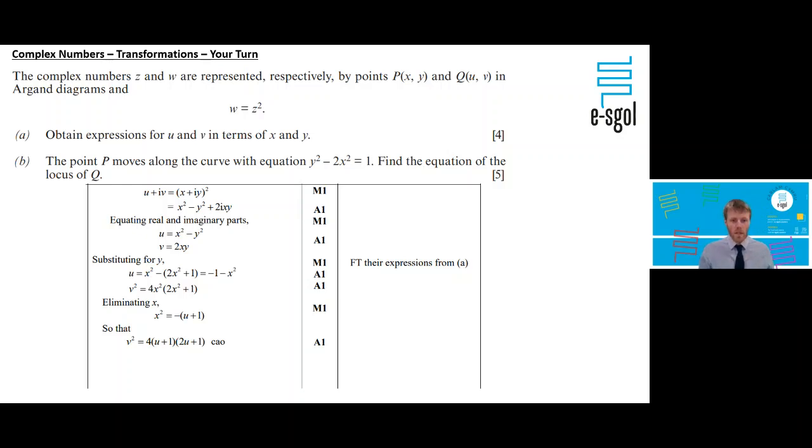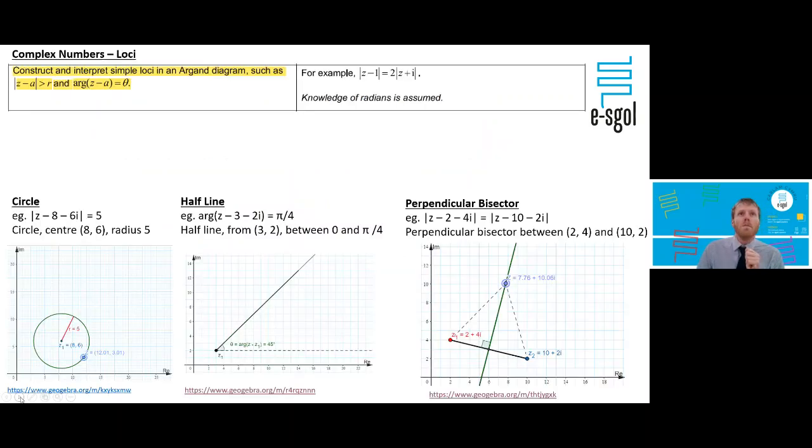Now there's one extra thing that I just needed to show you to cover the whole sort of spec points that do pop up here. It is a part that they have suggested with the advanced information. It is suggested that it's going to be in there: construct and interpret simple loci in an Argand diagram. So I've put the three that I feel you might encounter.